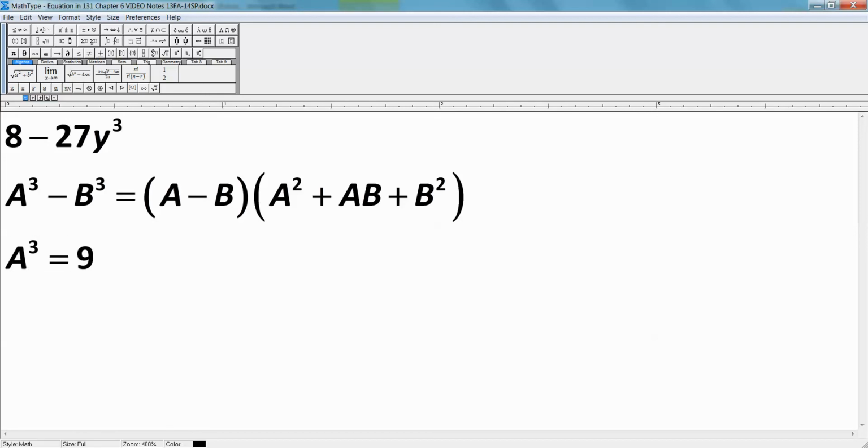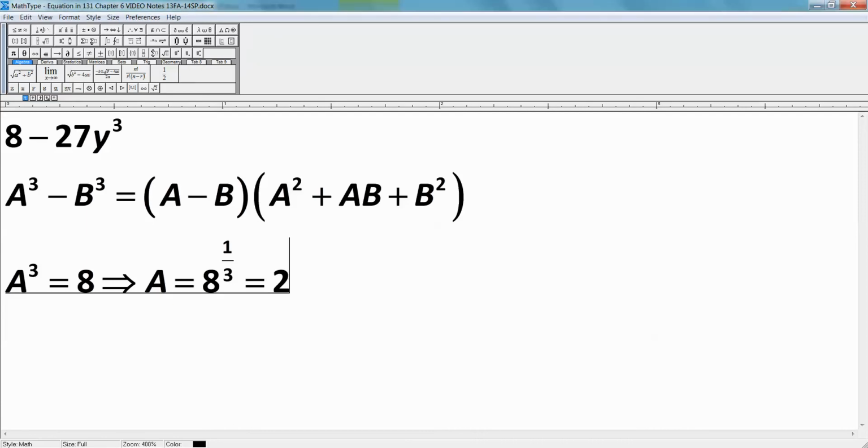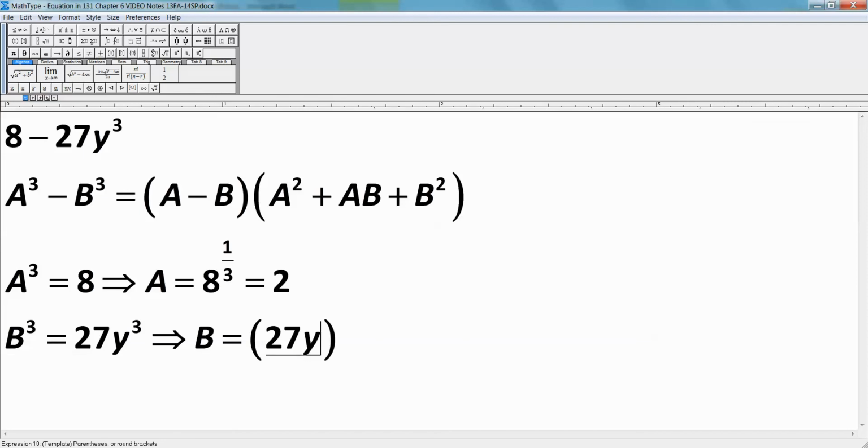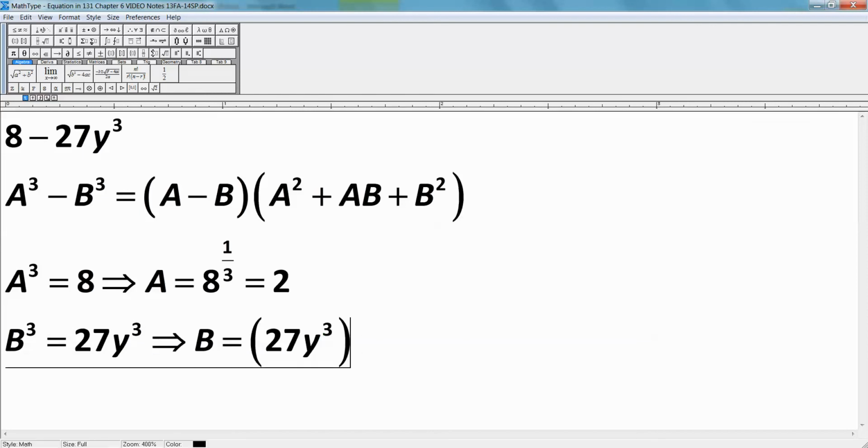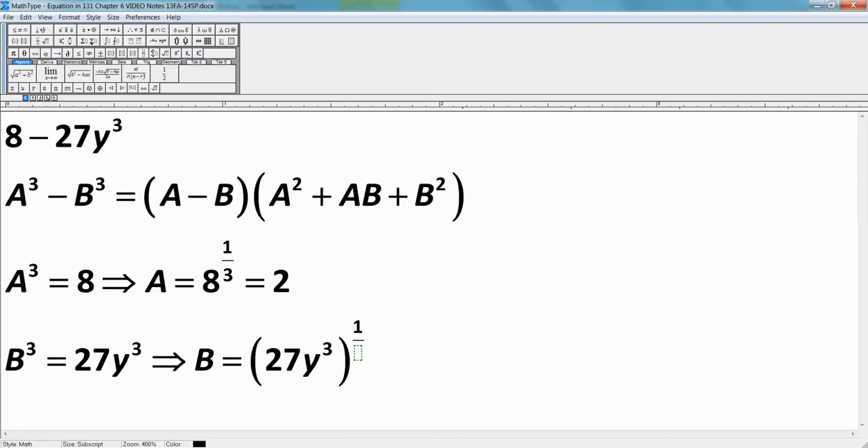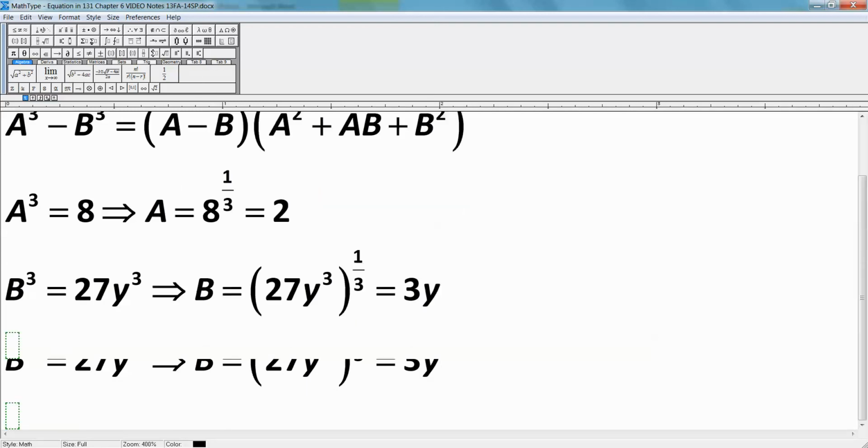is equal to 8. So that's kind of obvious. That means a is equal to 8 to the 1/3 power, which is equal to 2. All right, and then we know b cubed is equal to 27y cubed. Those are the harder ones because they've got more pieces to them. So that means that b is equal to all of 27y cubed to the 1/3 power. That would be 3y.